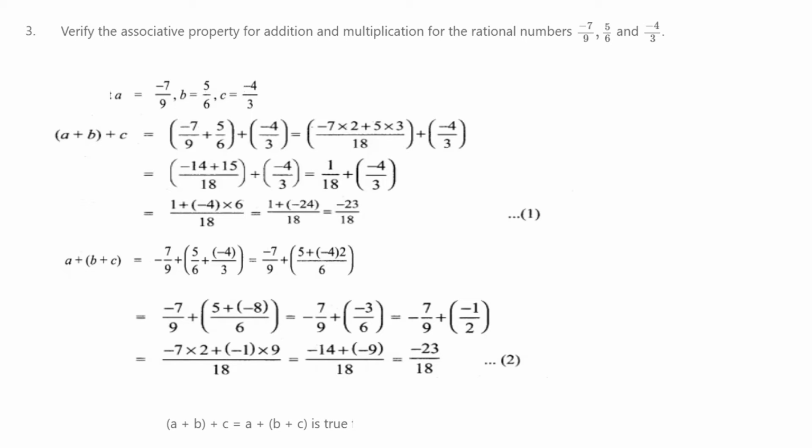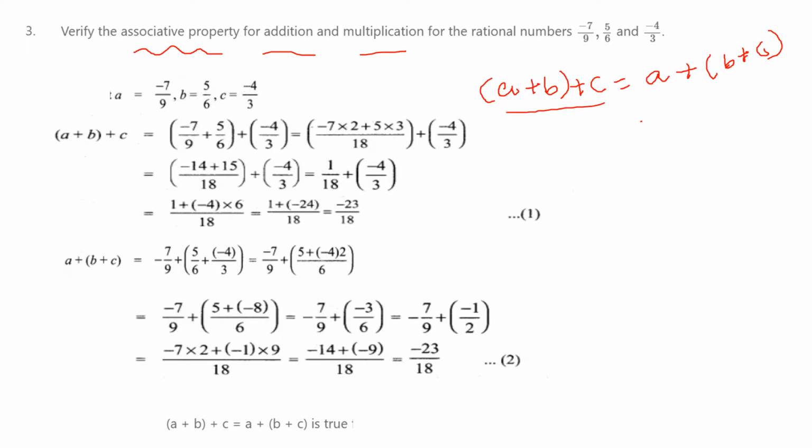Third one, verify the associative property for addition and multiplication. First, let us see the associative property. Bracket of A plus B, closing bracket, plus C. This is the associative property for addition, equal to A plus bracket of B plus C. If it is equal on both sides, that is true for addition. So let us check LHS. So here, bracket of A plus B, plus C.